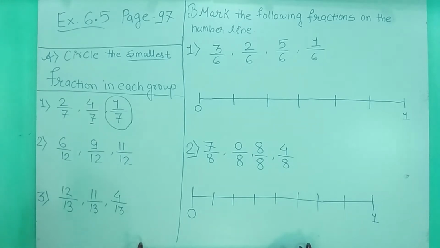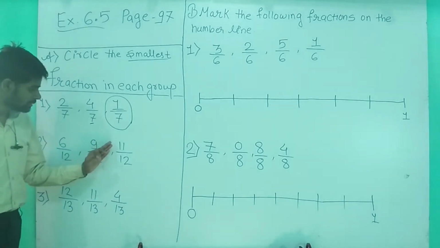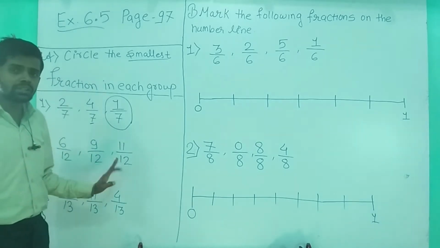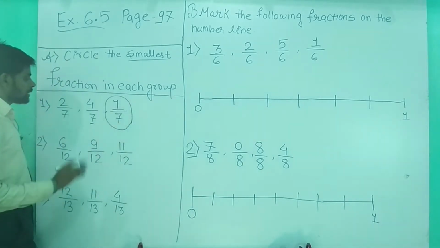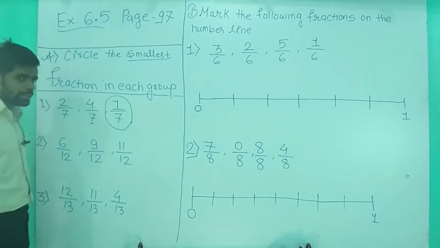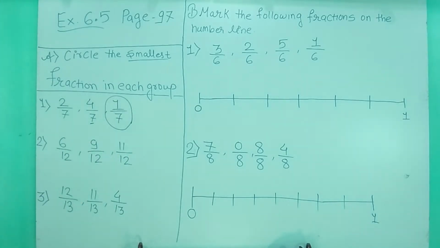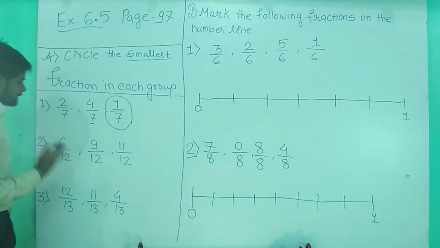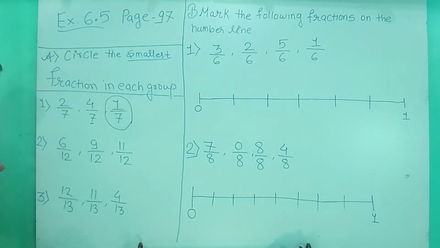Now let's move toward the second one: 6 by 12, 9 by 12 and 11 by 12. You can read it as 6 upon 12, 9 by 12, 11 over 12, however you like. Here the denominator is the same, 12, 12, 12, so the total number of parts in each fraction is the same. We want the smallest fraction, so we compare the numerators. We know that 6 is a smaller numerator than 9 and 11. This 6 is the smallest.